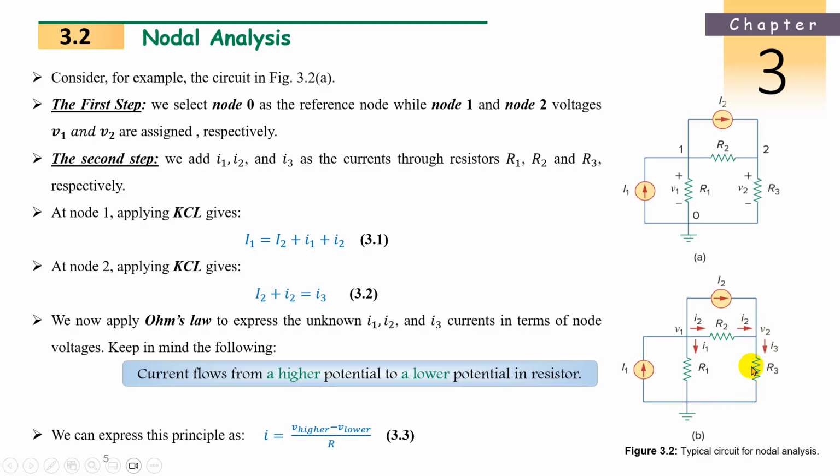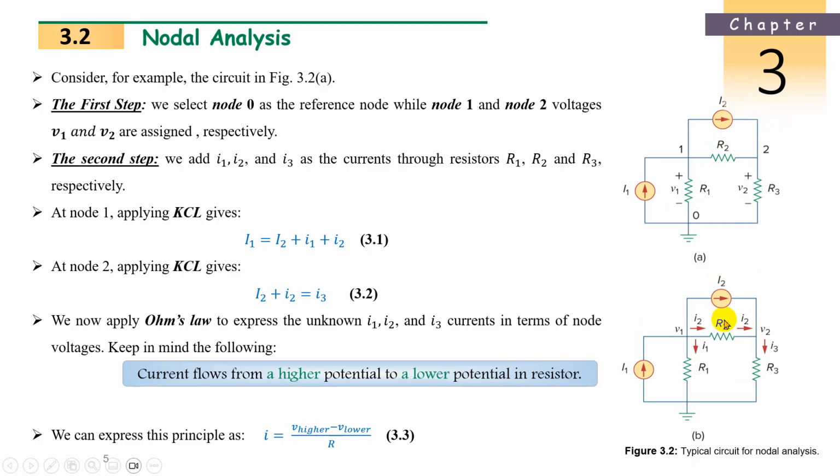For this R3, what is the higher potential? V2. What is the lower potential? 0. V2 minus 0, so V2 only it is. No problem, like this we have to arrange. Now for this R2, what is the higher potential? We assumed the current is from left to right. So when the current is moving through the resistor from left to right, V1 will be the higher potential and V2 will be the lower potential. So V1 minus V2 will come.